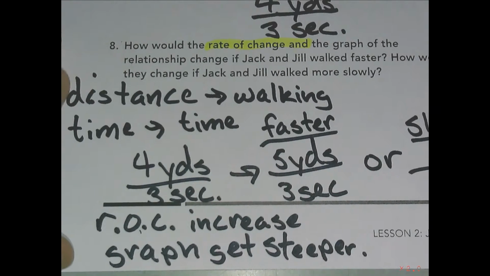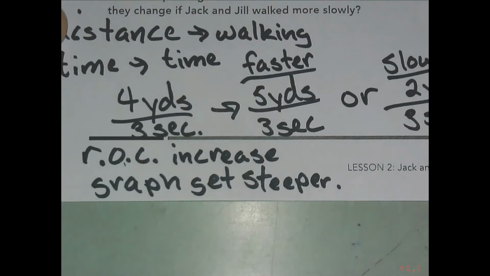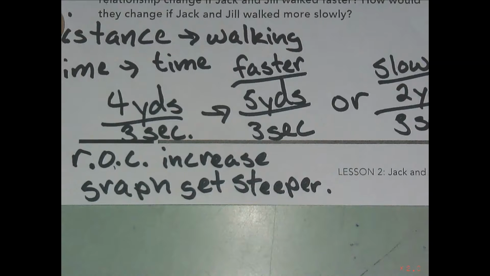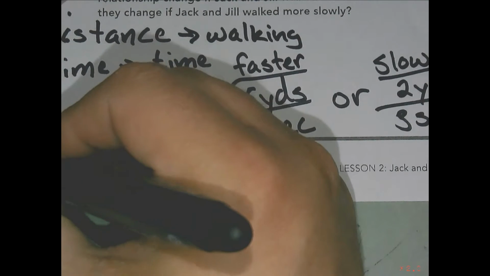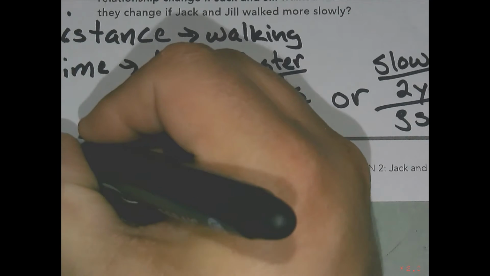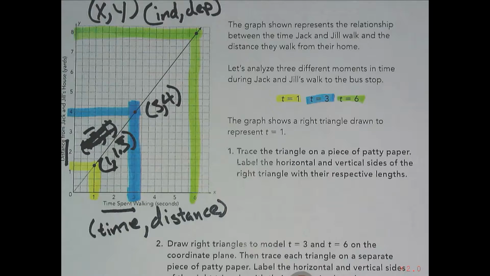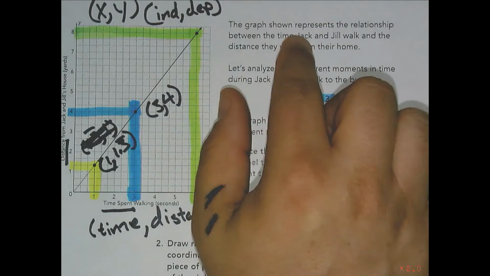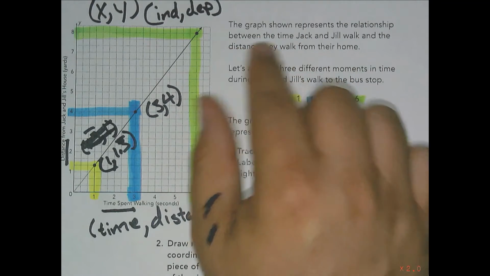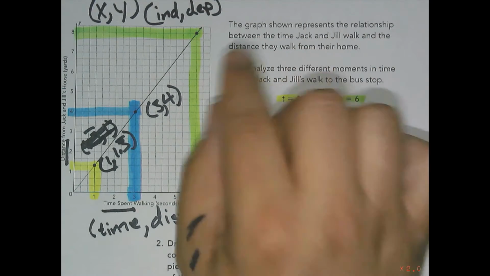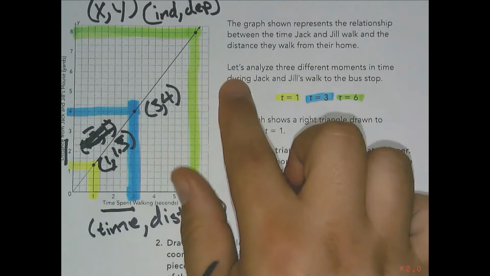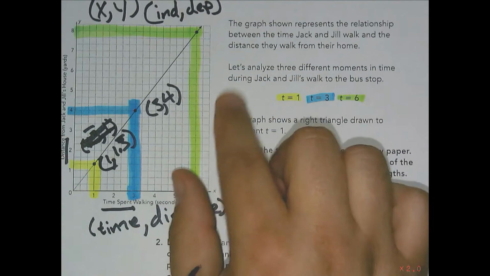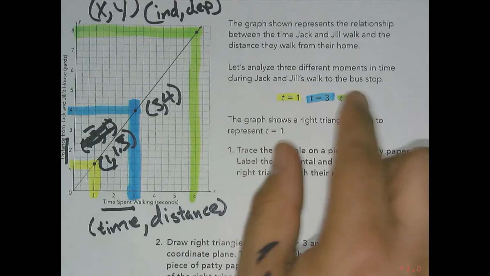Okay, so as my rate of change increases, then my graph gets steeper. That's going to occur when we go faster, right? So on this next page, what they want us to do is look at the graph that represents the relationship between the time Jack and Jill walked and the distance they walked from their home. Let's analyze 3 different moments in time during Jack and Jill's walk to the bus stop.